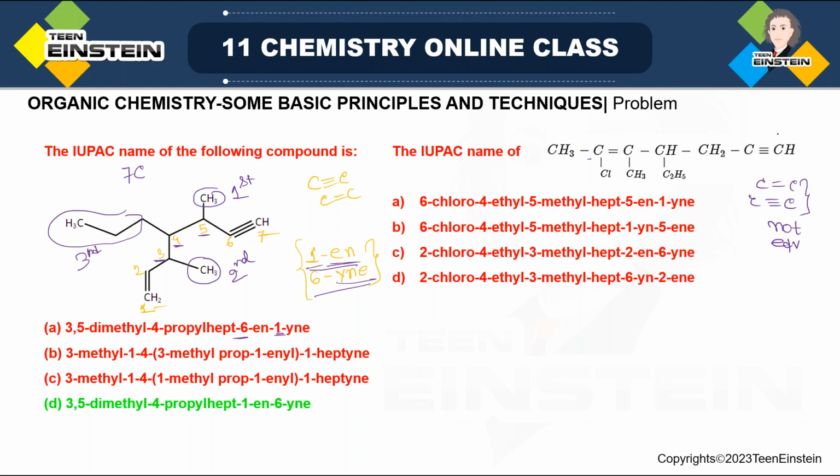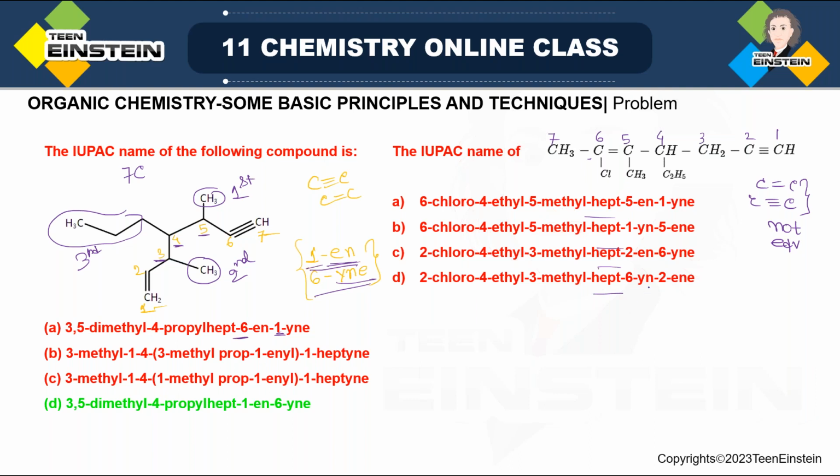Now if you are starting the numbering from this side, then it is 1, 2, 3, 4, 5, 6, 7. So it is hept, that is fine, and that is present in all these options. And look at the positions. It is 1, then 4 position there is ethyl, 5 position there is methyl, 5 position there is also a double bond, and 6 position there is Cl, chlorine.